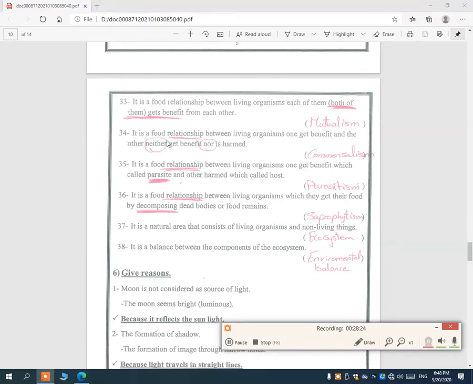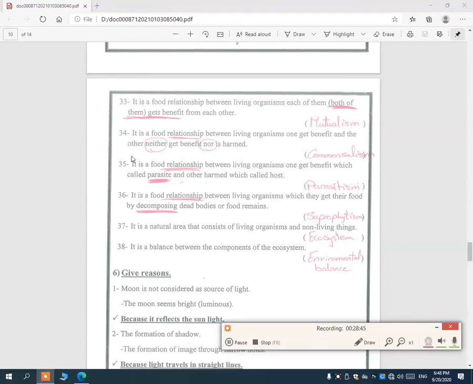Number 34: a food relationship between living organisms. One gets benefit and the other neither gets benefit nor harm. When we see neither nor, you have to write commensalism. Neither nor, commensalism.